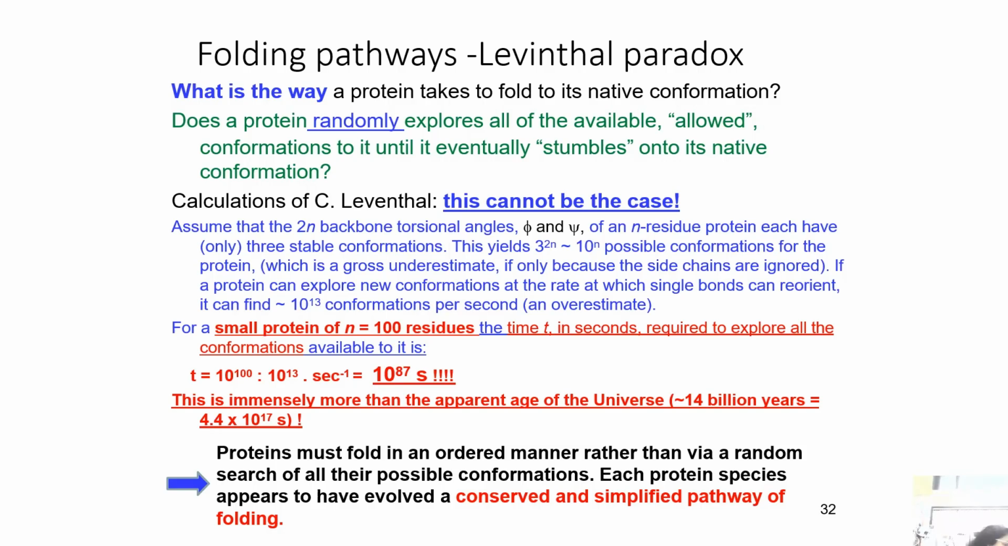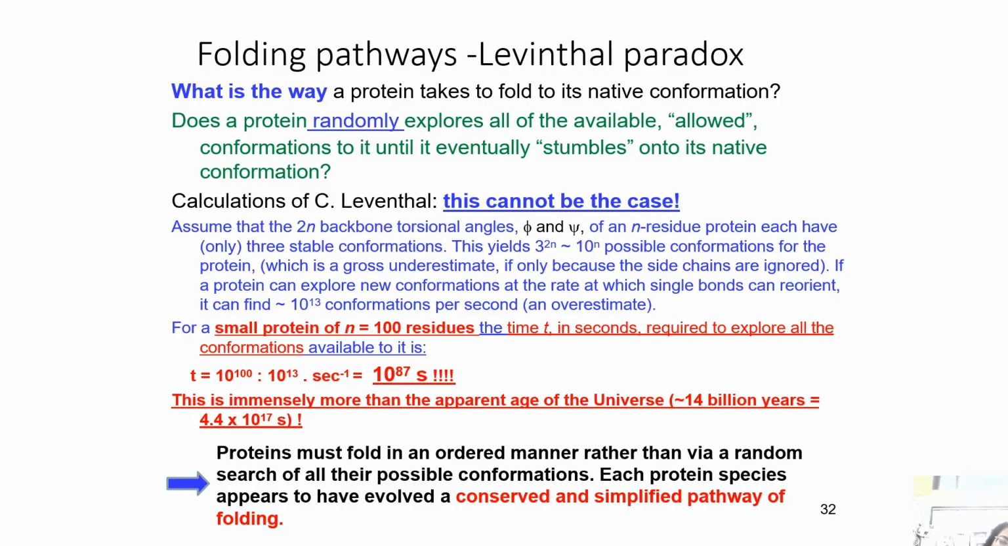If you do not know about the levels and patterns, it's a very interesting concept basically. So, what is the way a protein takes to fold to its native conformation? Does the protein randomly explore all the available allowed conformations until it eventually stumbles upon its native conformation? So, calculations by Levinthal said that this cannot be the case.